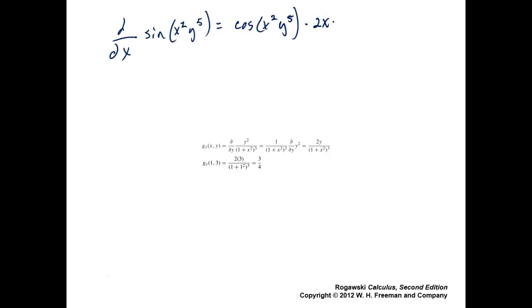2x y to the 5th. Right, because you don't do anything to the y to the 5th, you treat it as a constant. So, frankly, I think it's a little easier to see, so you don't get confused, say that 2x y to the 5th times the cosine of x squared y to the 5th. Okay, it's a square there. It's sort of ugly. All right, that's what we should get.